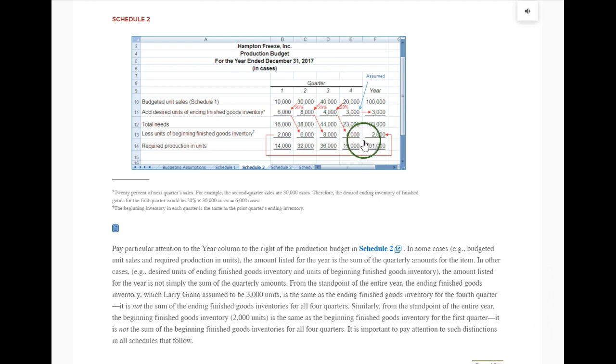And do all this. Now to put this all together at the end, again we expect to sell 100,000 units. We want to have 3,000 finished goods units left over at the end of the year. So we need 103,000. Do we need to produce 103,000 during the year? No, because we had 2,000 units in beginning inventory. So we need to produce 101,000 units.